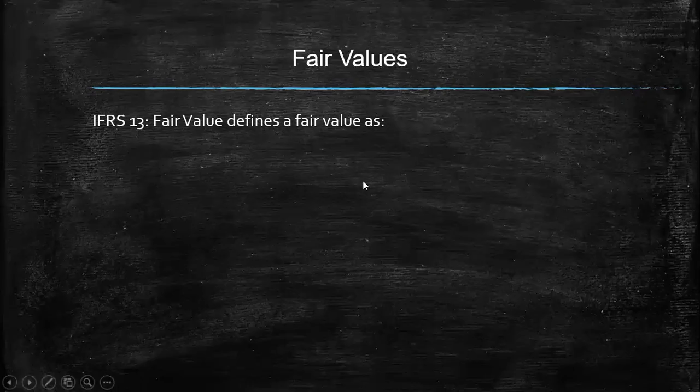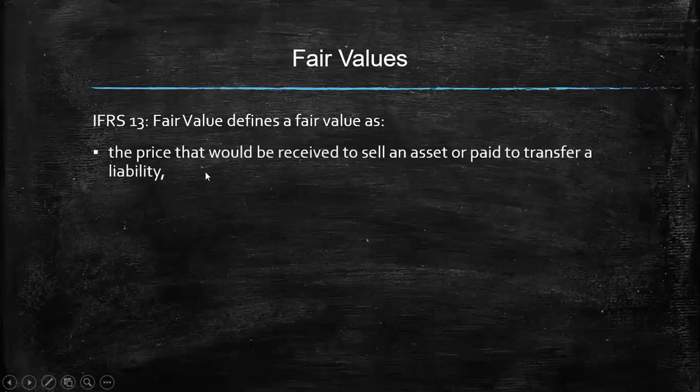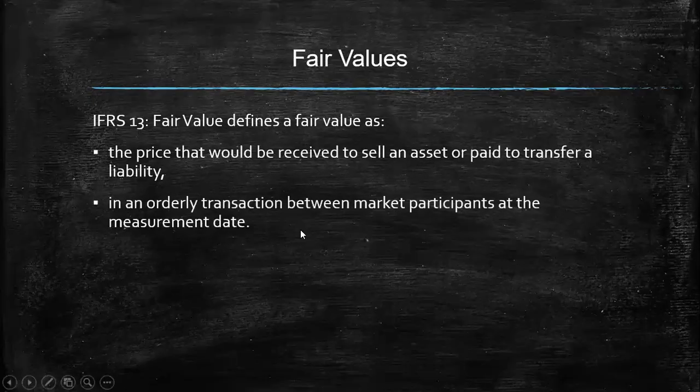So the IFRS 13 fair value accounting standard defines a fair value as the price that would be received to sell an asset or paid to transfer a liability in an orderly transaction between market participants at the measurement date. So, fair value is exactly what it sounds like. It is the fair value of something, it is the objective value of something, right?